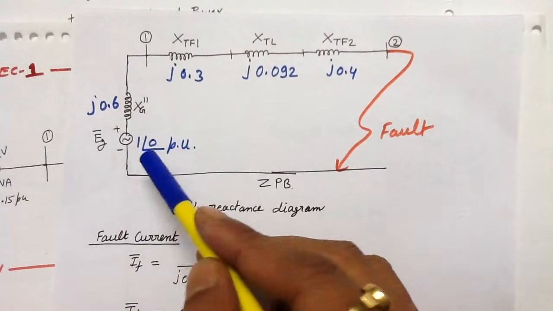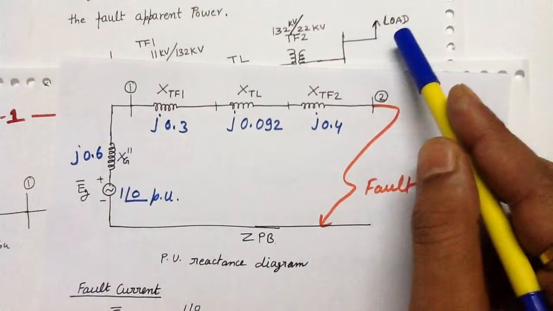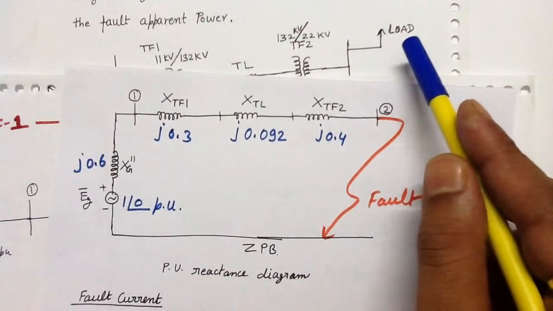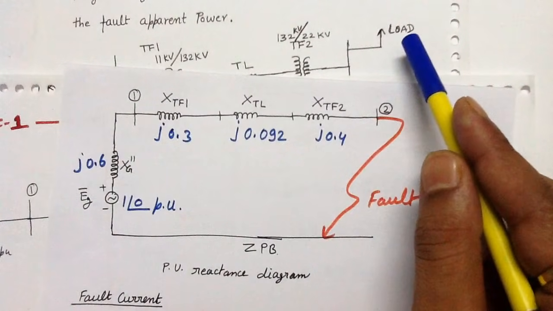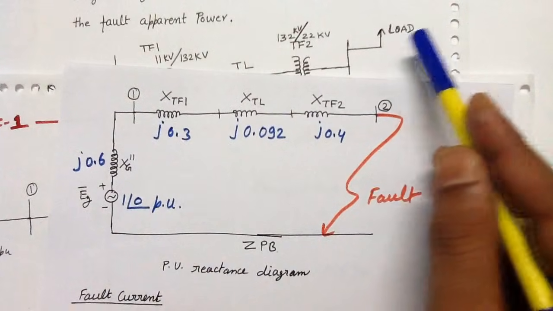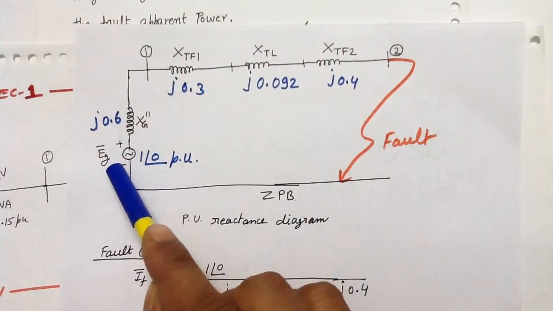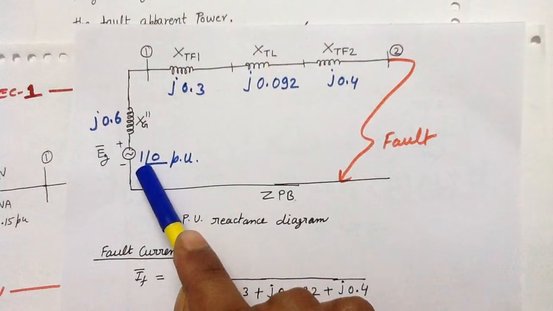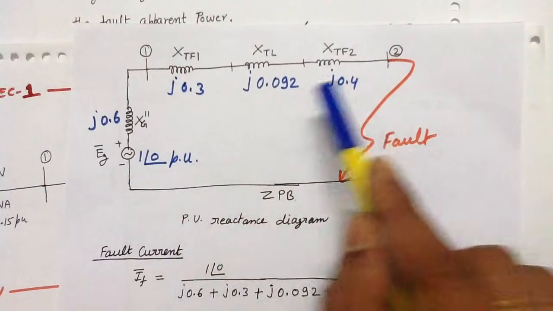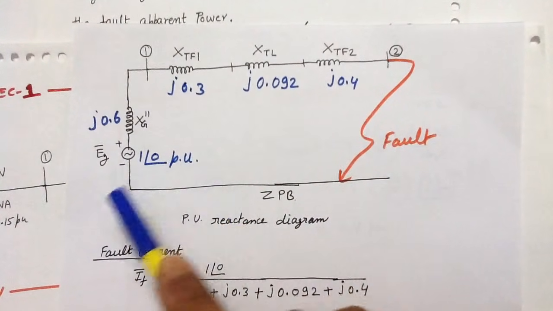Here, because in the question nothing is specified about the load, whether the load is static or dynamic, I am considering this load to be static. That's why I have ignored this load, and because this load is static, I have taken the internal EMF of the generator as 1∠0 per unit. All the values, the reactance values and the internal EMF of the generator, are in per unit.